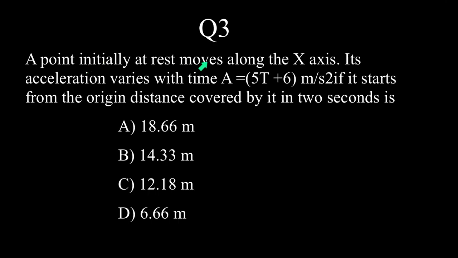A point initially at rest moves along the x-axis. Its acceleration varies with time. A is equal to 5t plus 6 meter per second square. If it starts from the origin, the distance covered by it in 2 seconds is.